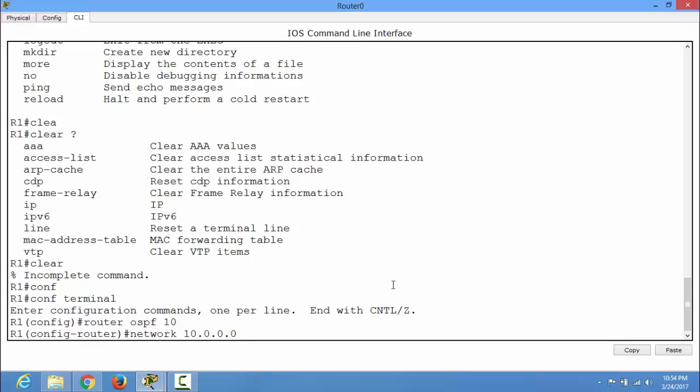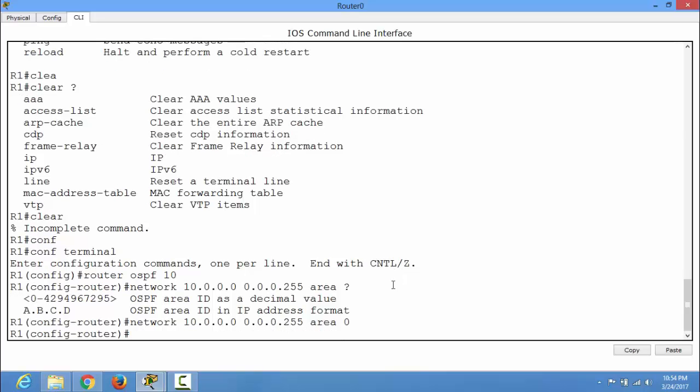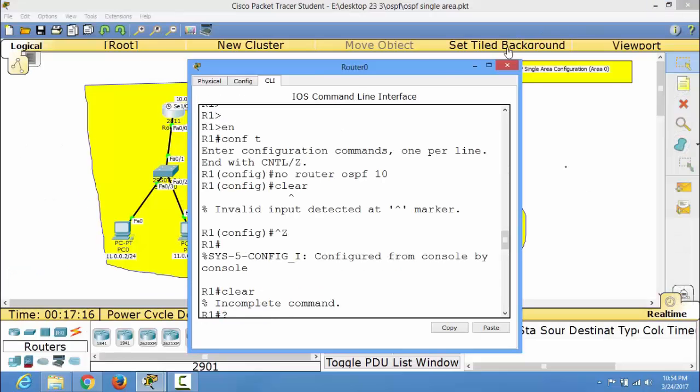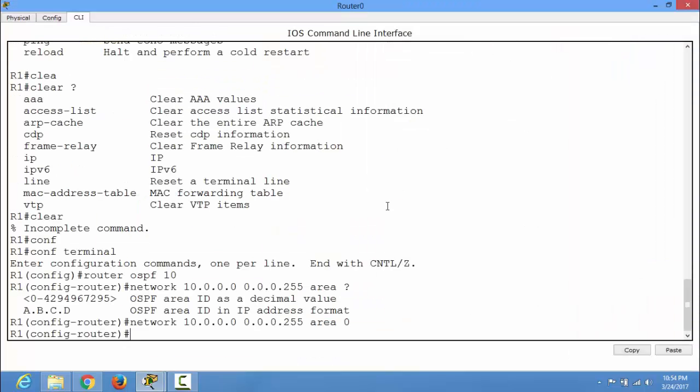0.0.0.255. This will be the wildcard mask that we have to use for this particular scenario. So the wildcard mask will be 0.0.0.255. Then area: as I'm going for a single area configuration, I'm usually going to use area 0 for that. So the 10 network is now connected here, and 10 has been configured.